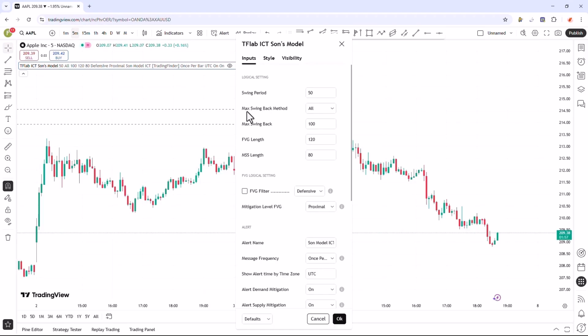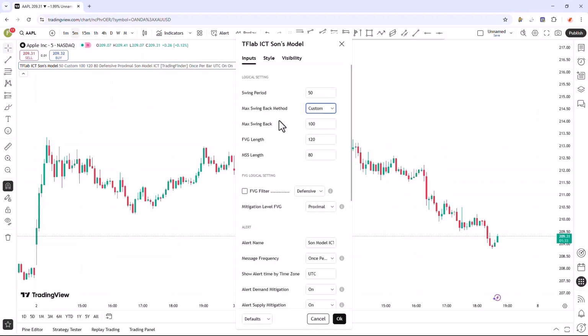In the next section, we can set the method for reviewing swings in the chart's history, which has 2 modes here. The first mode is called All, which is the default option, and the second mode is Custom. By selecting the All option, it reviews all past swings, and by choosing the Custom option, we can set the number of swings to be reviewed in the section below, which is set to 100 swings by default.